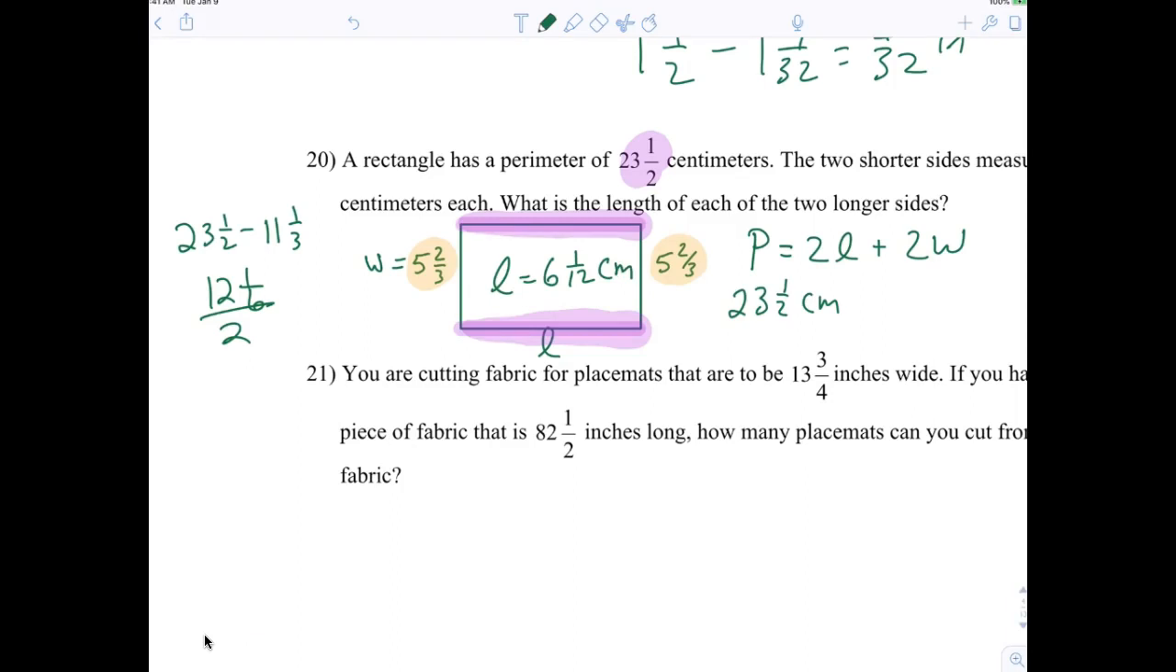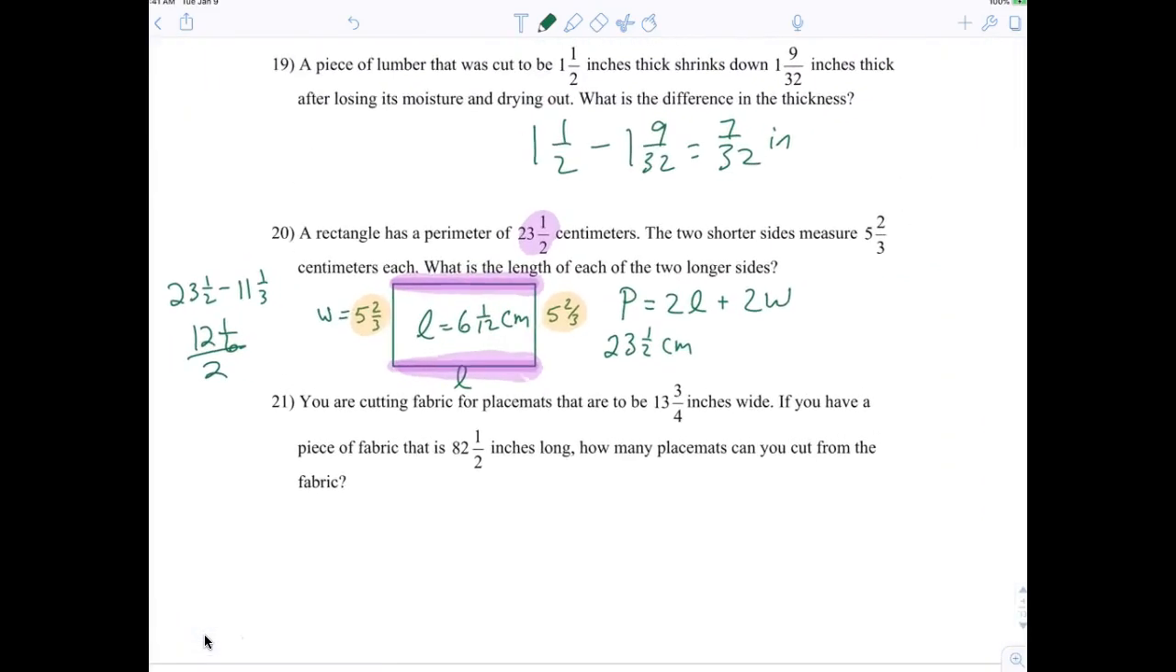All right, now look, I hope you guys are not just writing the answers, but hopefully you're writing out the pictures when we draw the pictures. I think that's very beneficial. But it says what is the length of each of the two longer sides? 6 and 1/12. They're the same, right? So the two longer sides are 6 1/12 centimeters. Agreed? The two shorter sides are 5 2/3.